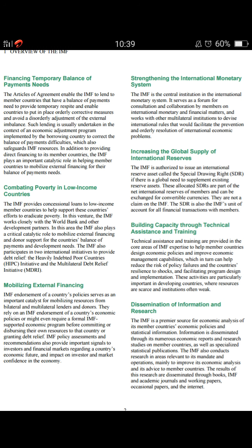The next function of IMF is dissemination of information and research. IMF is constantly involved in economic analysis and research of member countries' economic policies and statistical information. The results of research are disseminated through books, academic journals, and working papers, through internet, etc.